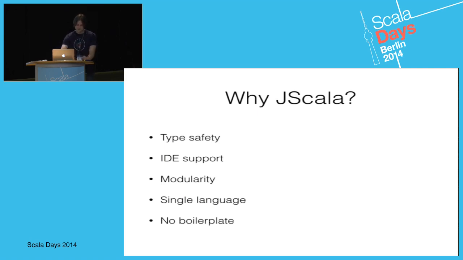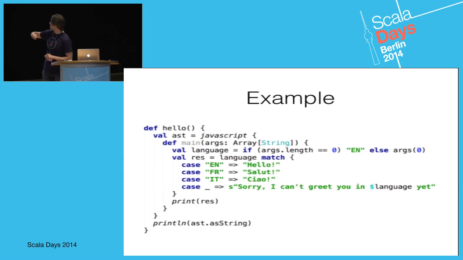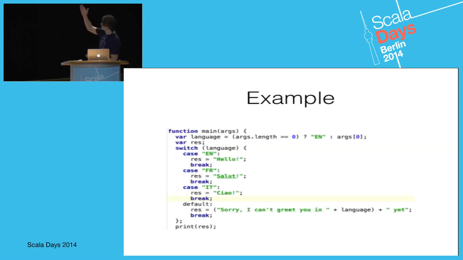So as Linus Torvalds once said, talk is cheap, show me the code. So here is a simple example of Scala code, which, unfortunately, I don't have a pointer for. You can see that I use this javascript word. Actually, it's a function that takes a block of code. And this block of Scala code is going to be translated during compilation into a JavaScript AST. We can represent that AST as a string, using the asString function, and that's going to be JavaScript basically. So after compilation and execution of this println, we will get this code. So it's pure JavaScript, even relatively well formatted.